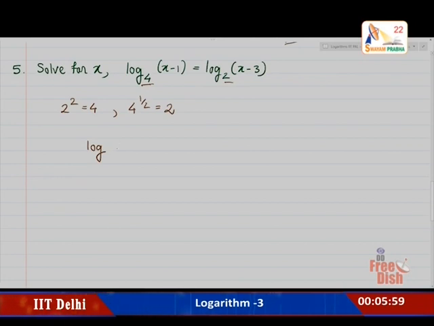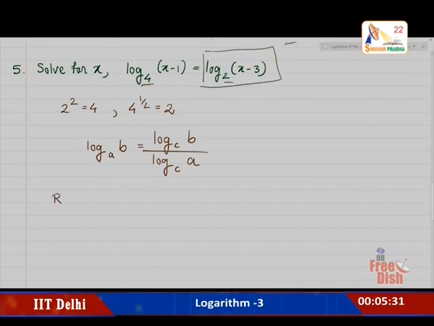log to the base a of b, then it can be rewritten as log to some base c of b upon log to some base c of a, the base should be the same here, right. So, how will this property help? I want to make the bases of these two logs the same. So, I will just take this particular expression on the right hand side.